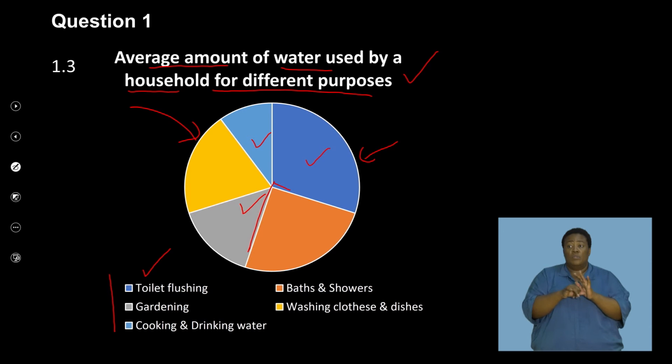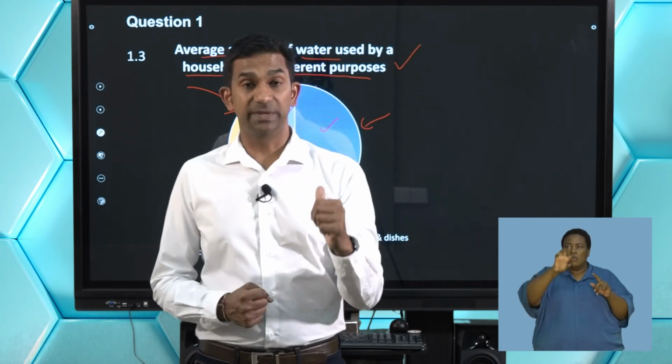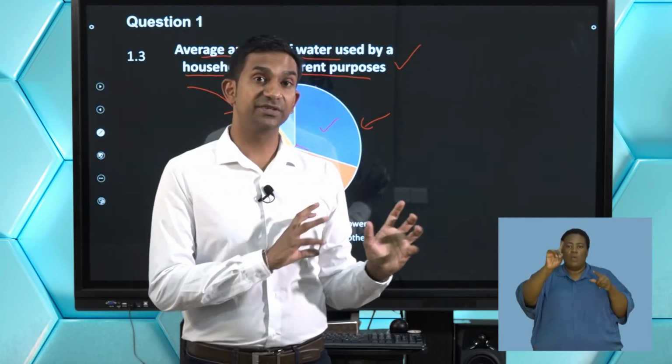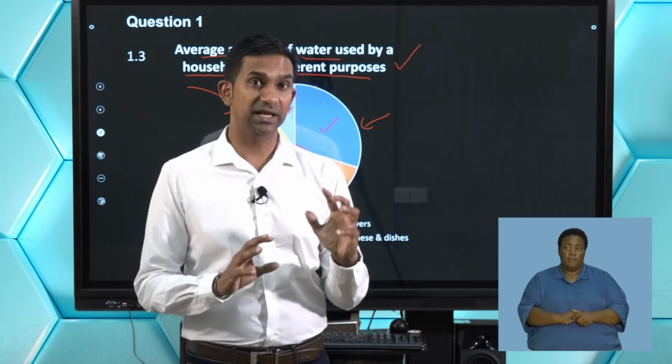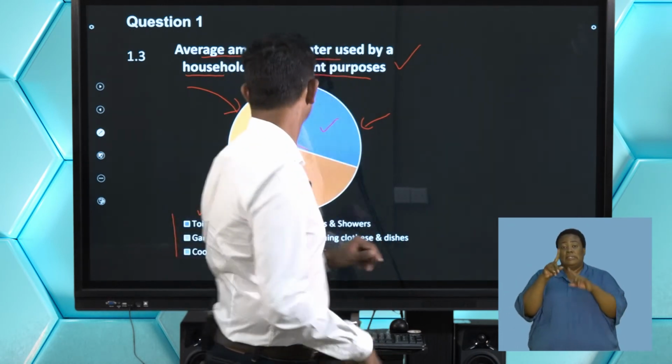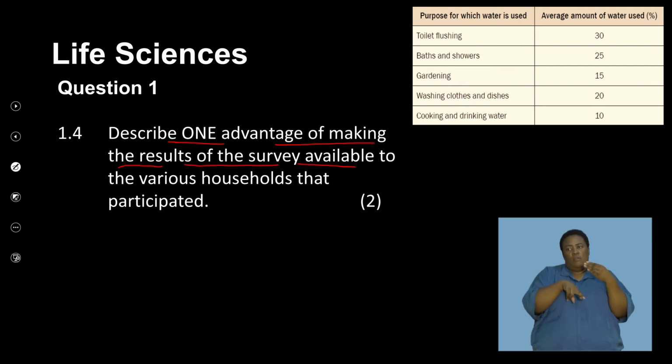And so it's important that you use the key in presenting a pie chart, and that allows, again, for the reader to be able to understand what these different symbols or colors or proportions illustrate when looking at the dependent variable. Cool. Okay, describe one advantage of making the results of their survey available to the various households that participated.